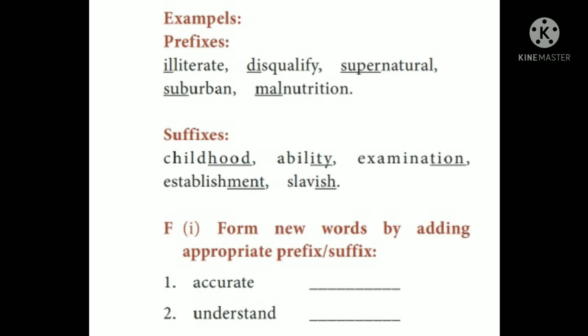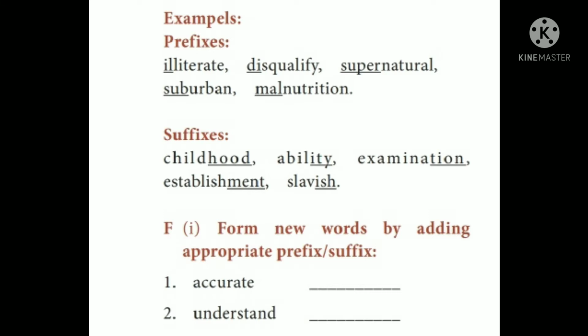Next example, supernatural. Super is the prefix here and natural is the base word or root word. Next example, suburban. Sub is the prefix. Next one is malnutrition. Here nutrition is the base word and mal is the prefix added to that to form a new word. Next we'll come to the suffixes. Suffix means the word which is used after the base word or root word.